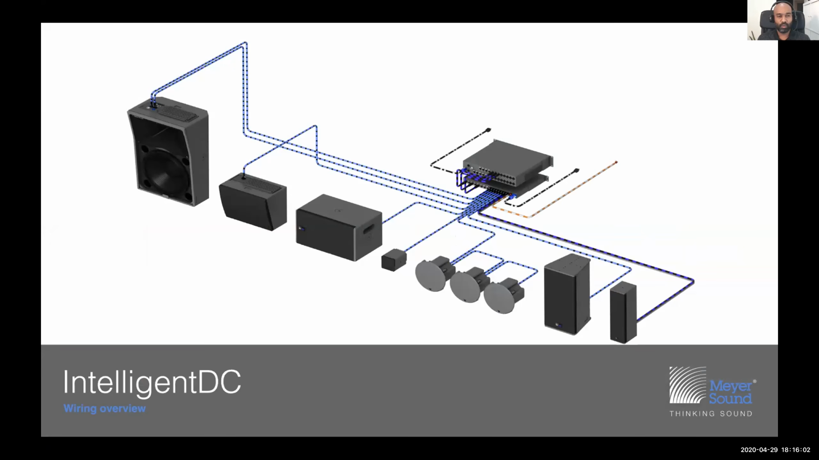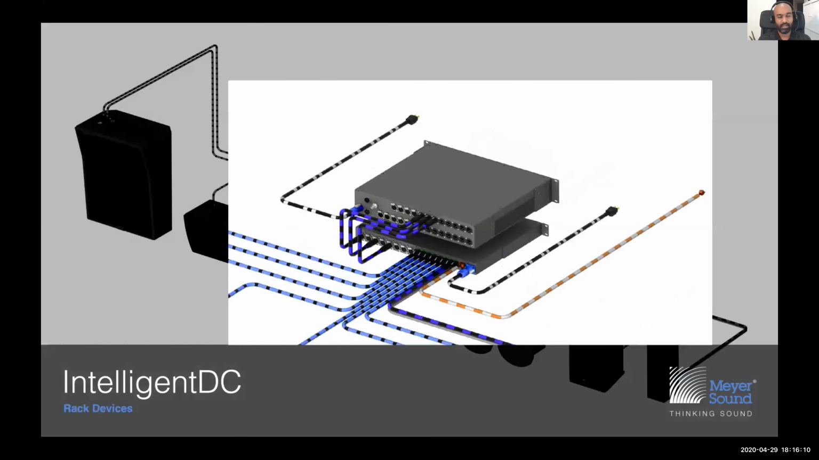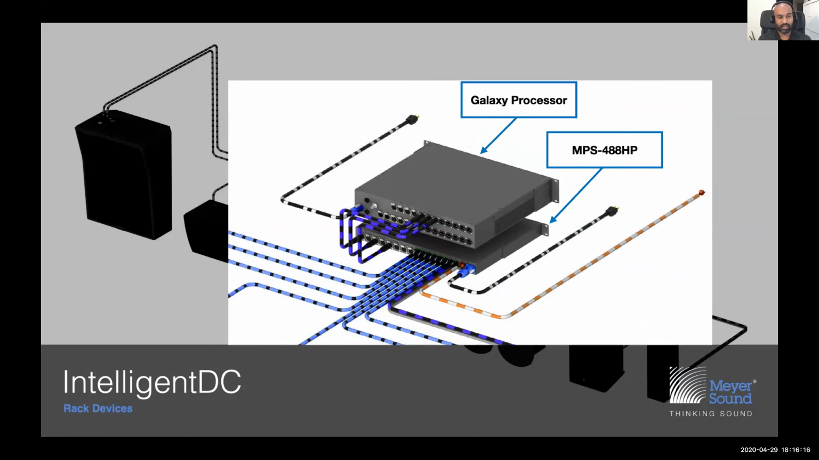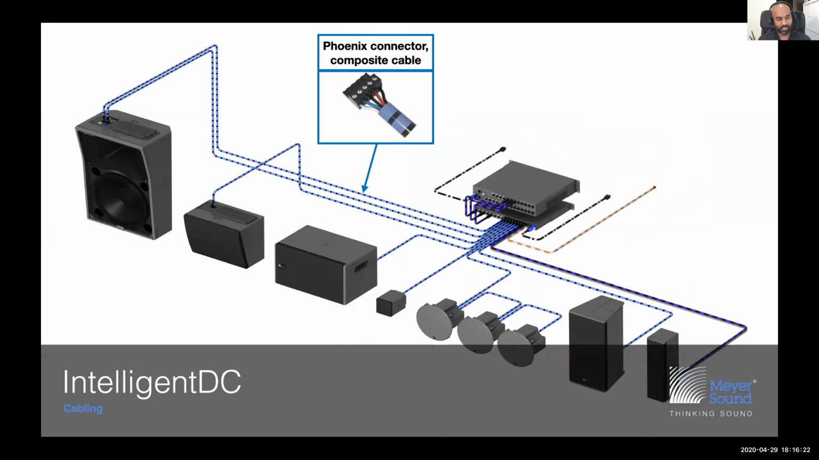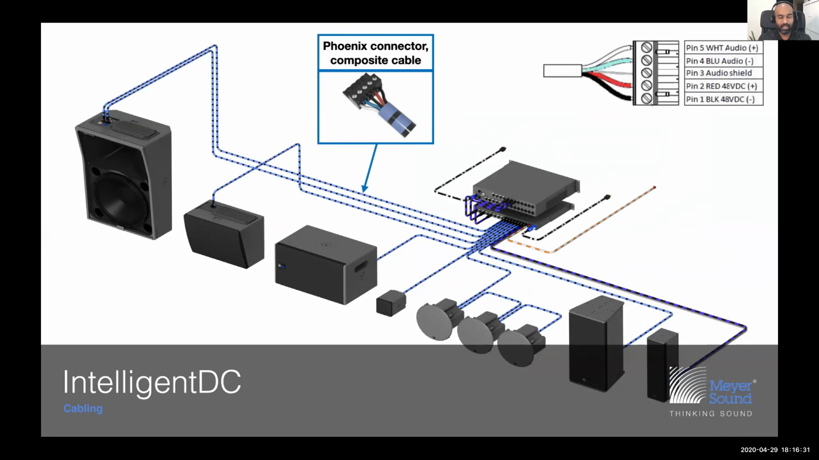So, an overview of the system. This is how a typical intelligent DC system would be wired, and we're going to break this down and look at it component by component. Starting at the input, we have a Galaxy processor, which is providing audio signal to the MPS 488HP. And out of the MPS 488HP, we have a composite cable, which is a 5-core cable that carries both audio and power to loudspeakers. This is the pinout.